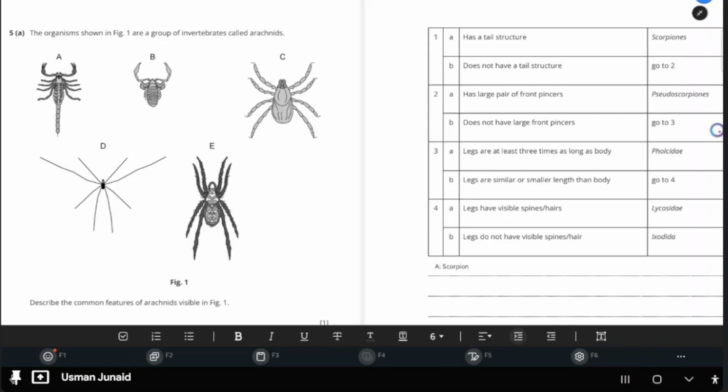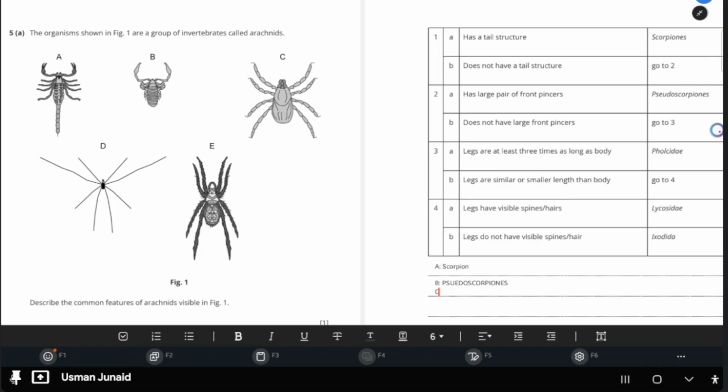Okay. So what is B? So it does not have a tail. B does not have a tail, right? So we go to question number two. Has a large pair of front pincers. So we can see that. So which one is it? Pseudoscorpionida. Okay.